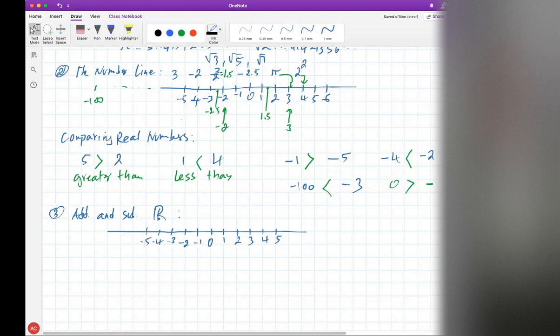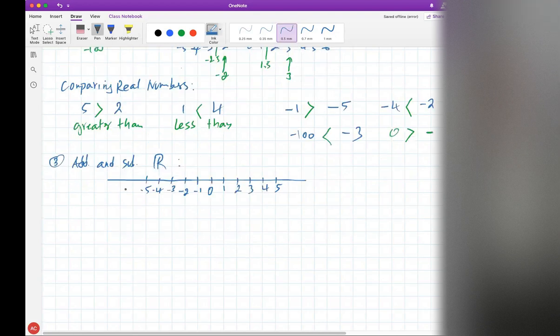Okay, so the number line. Now we're going to put all this on it. I'm going to try to understand addition and subtraction using the number line. Let's start with something simple. For example, 5 take away 2. We all know that's 3.